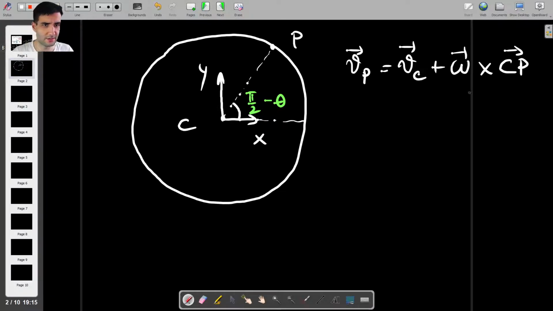Right? Everything is a vector. This is a vector product. So we're trying to find this. Let's talk about this first term right here.